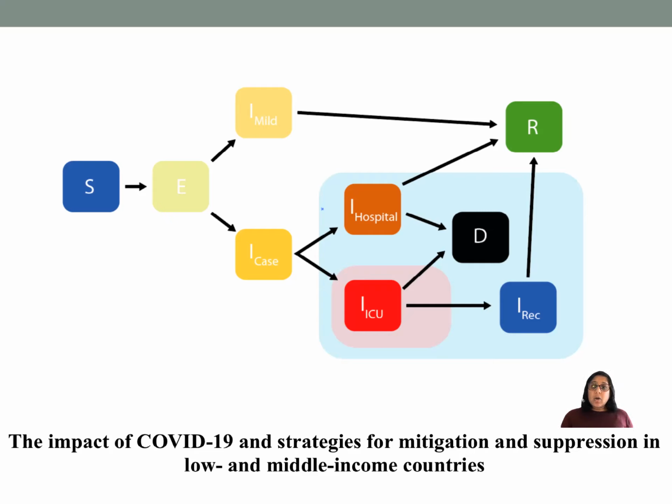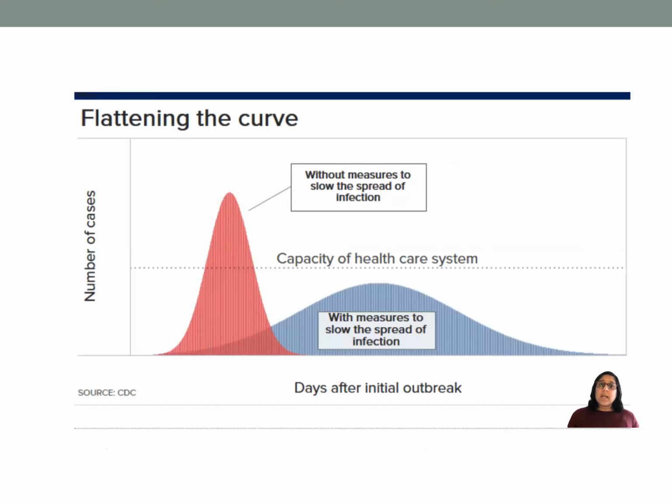And so you might be wondering, why go through and model all of these very detailed steps? And the reason is that one concern that a lot of policymakers and healthcare professionals and scientists have is overwhelming the capacity of the healthcare system. So you may have heard about this phrase called flattening the curve. And what does this mean? Well, let's take a look here.